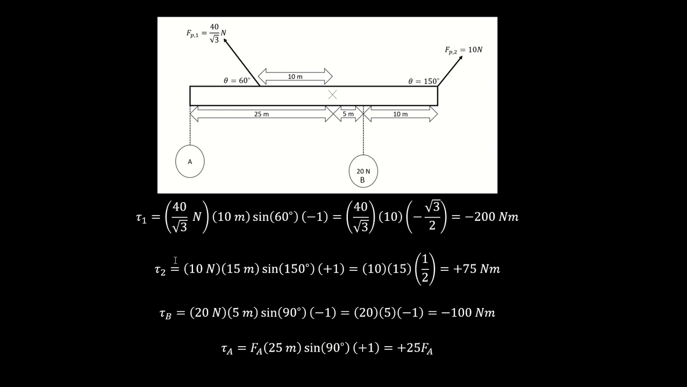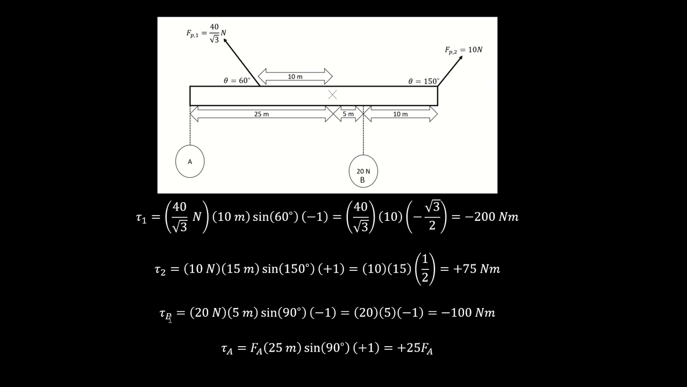Torque 2 is going to be the 10 Newton force times the 15 meter distance times sine of 150 degrees times +1, because this force is pointed up. If we go up and then go toward our point of rotation, we have a counterclockwise direction, or +1. Torque 2 is going to have +75 Newton meters.